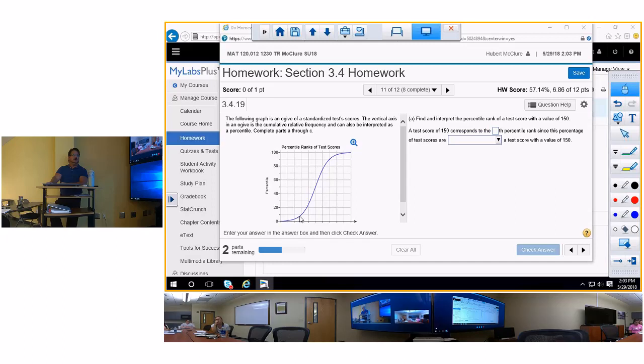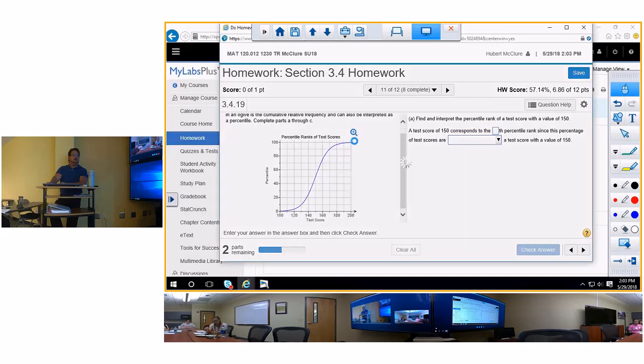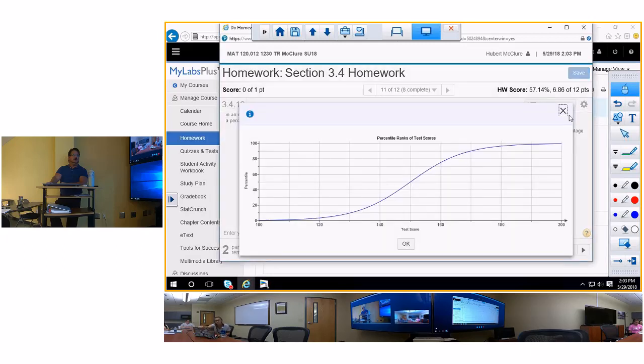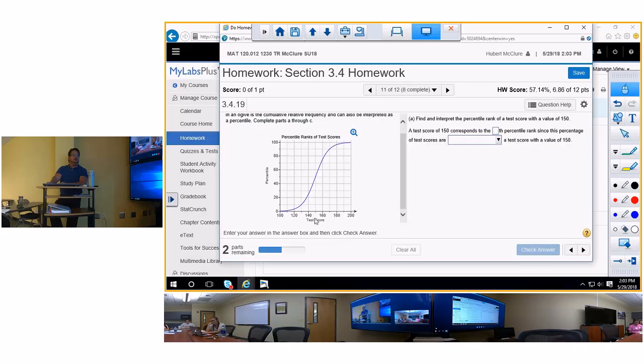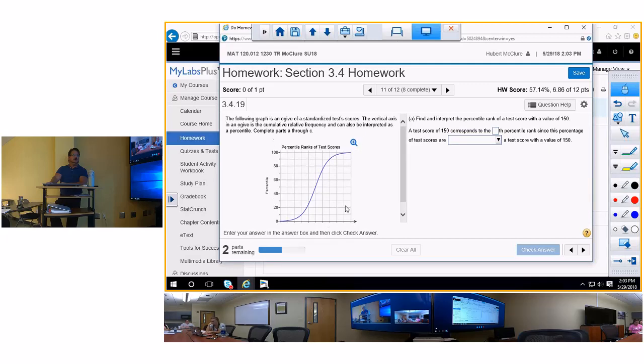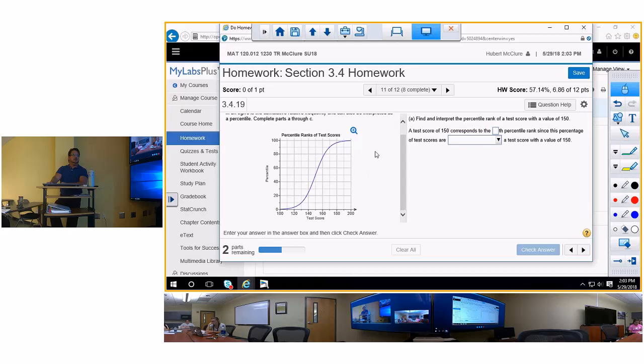Wait a minute. Where is it? You've got to click on it. I think it gives you the scores when you click on it. Oh, okay. Thank you. All right, so 150 is right here. Yep, 50th percentile. So you type in the 50th right here.